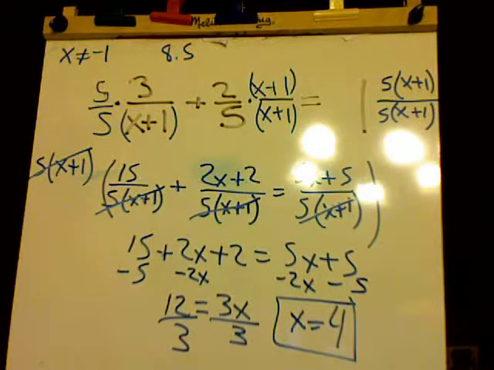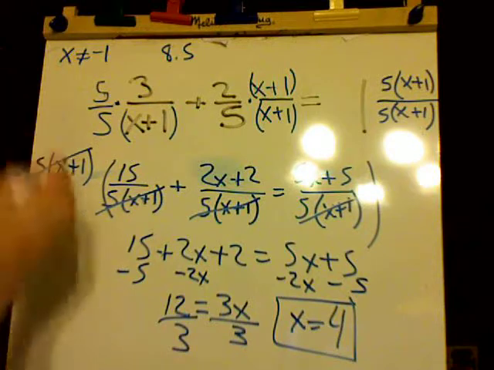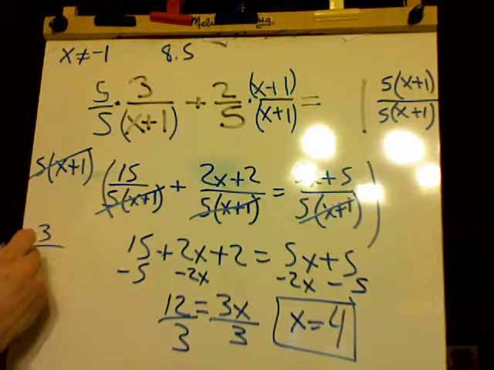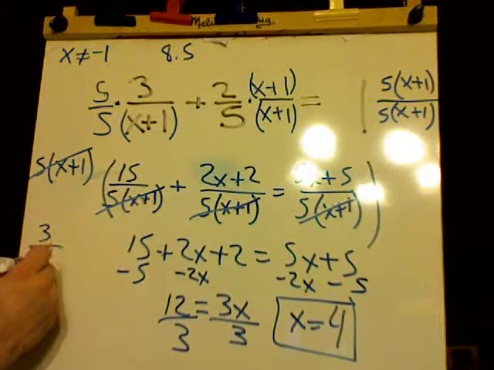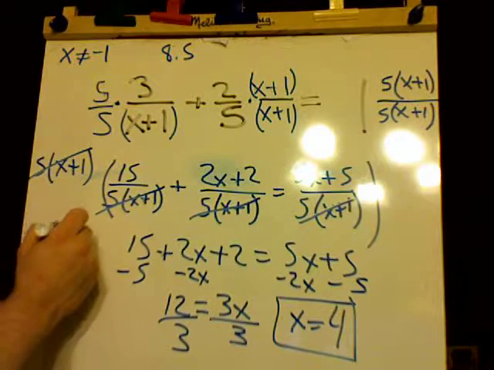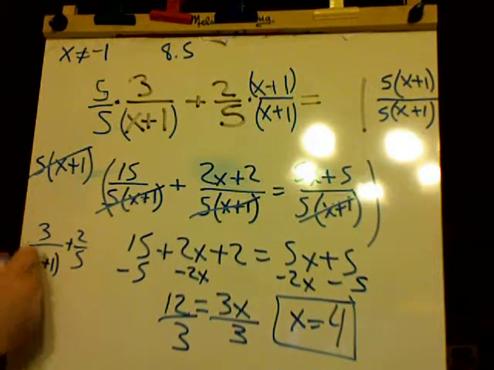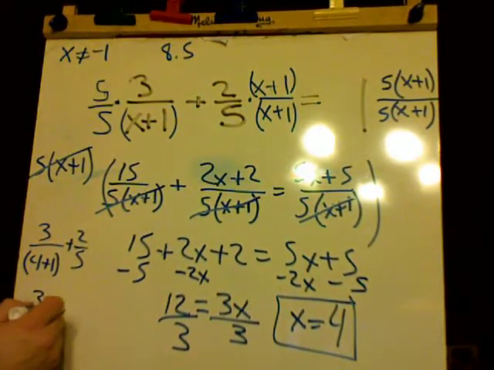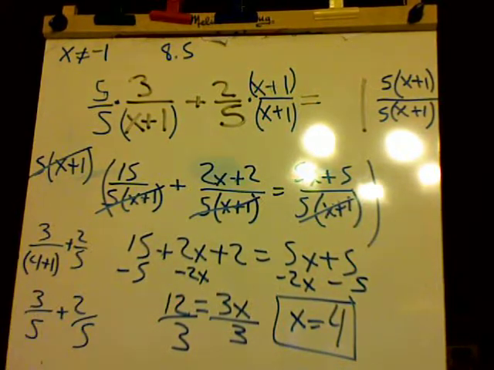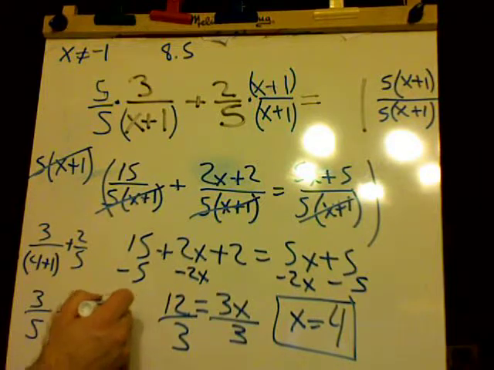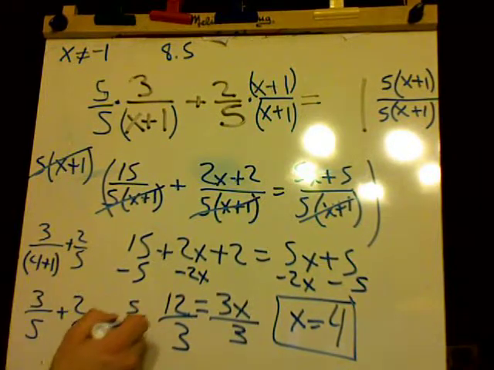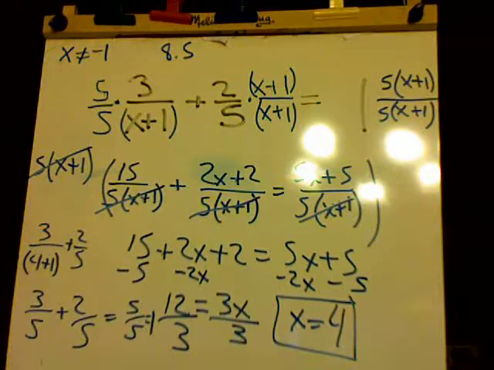Now we want to check our answer. We plug it back into the original: 3 over 4 plus 1, plus 2/5, and we're hoping that that's going to be equal to 1. This would be 3/5 plus 2/5. 3 plus 2 equals 5, so 5/5, which is a 1. So it checks out.